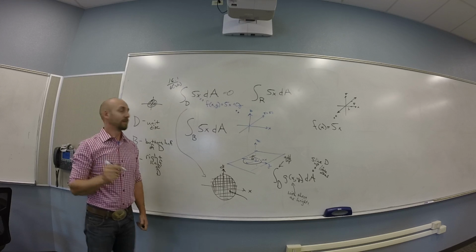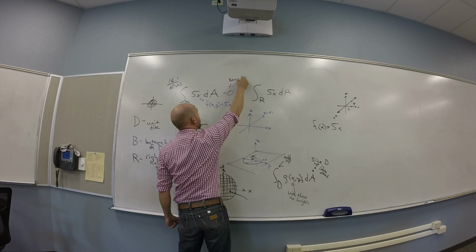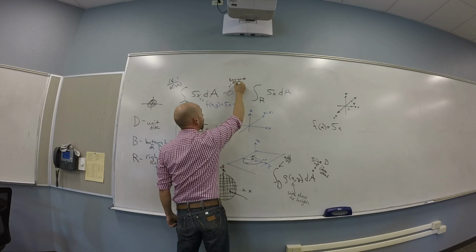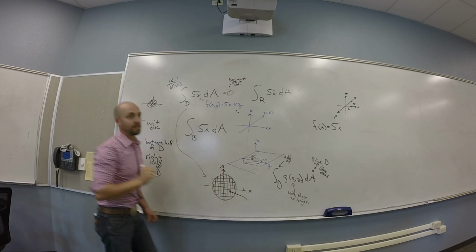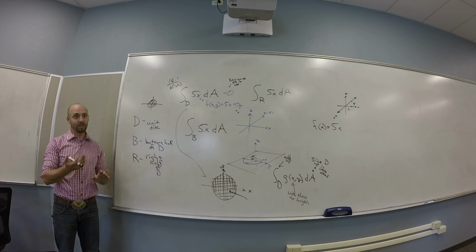You guys see that? And I said even earlier, I really should have said odd, because 5x is odd. You guys remember that? If you integrate an odd function over a region that's symmetrical with respect to 0, you get 0 out.